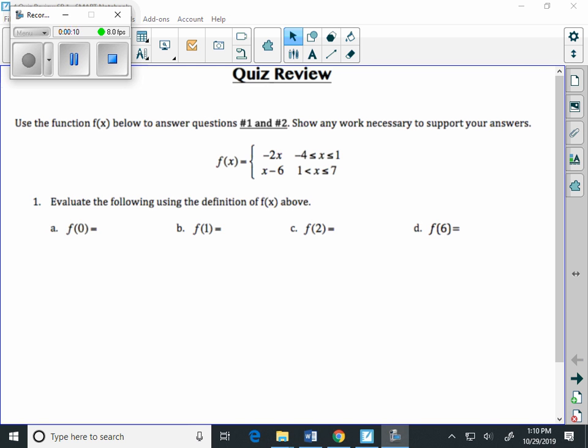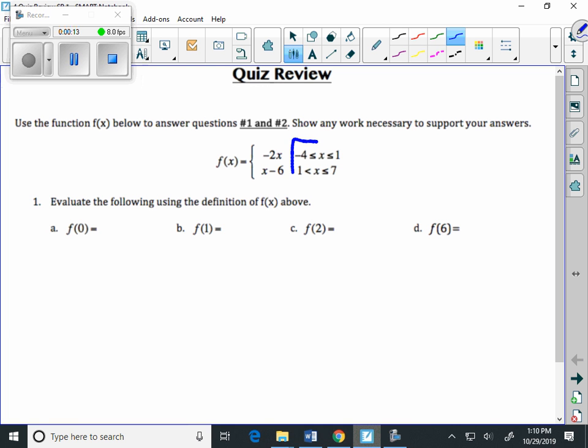F of 0. What we have to do is go back into the problem and decide which piece of our function to use. In order to decide which piece of the function to use, we're going to use what I just blocked in. That's going to help us determine what we're using. So on the first one, f of 0, this is like f of x, so this is saying x is 0. Is 0 in between negative 4 and 1, or is 0 between 1 and 7? And 0 is between negative 4 and 1, which means that we're going to use the negative 2x.